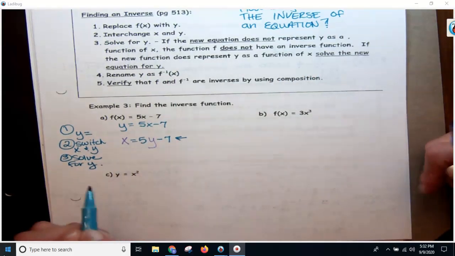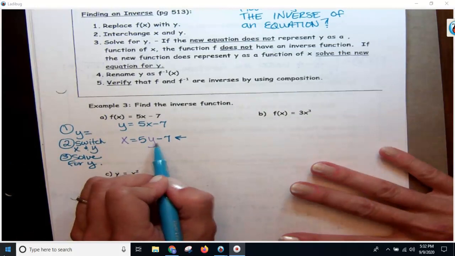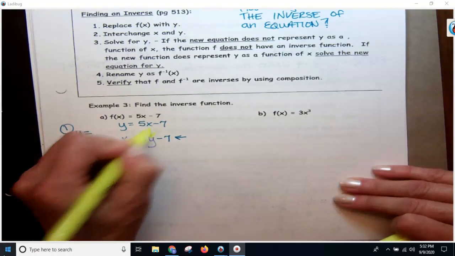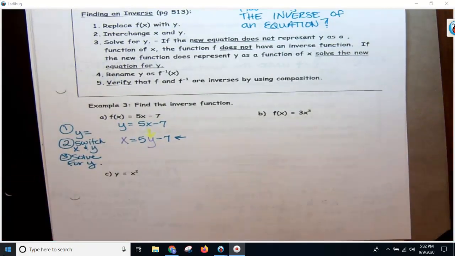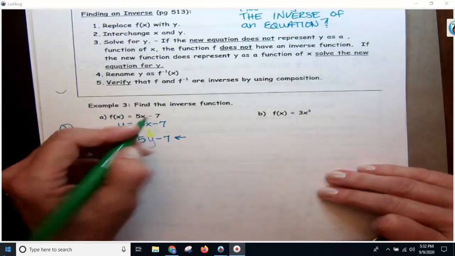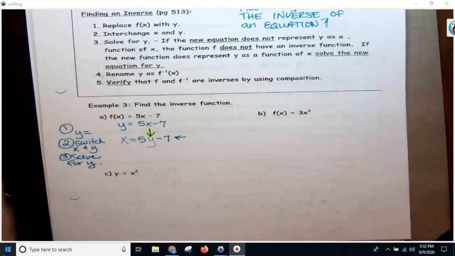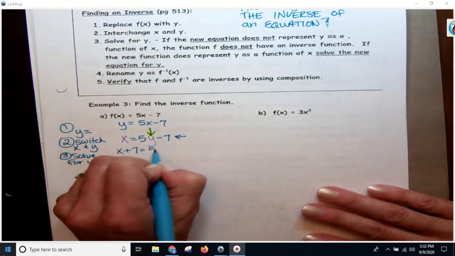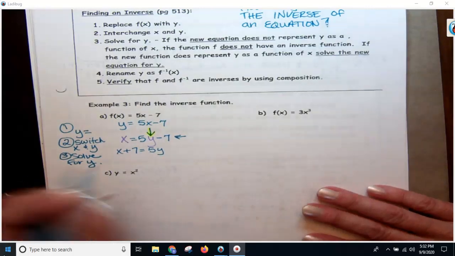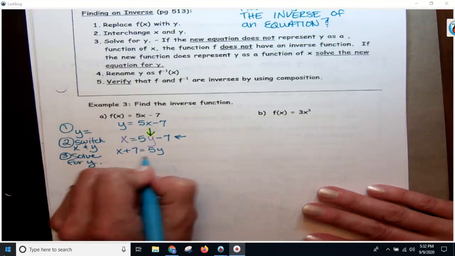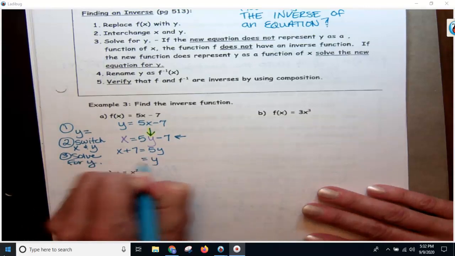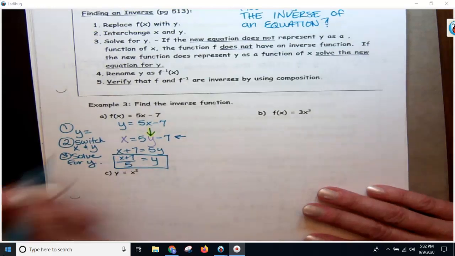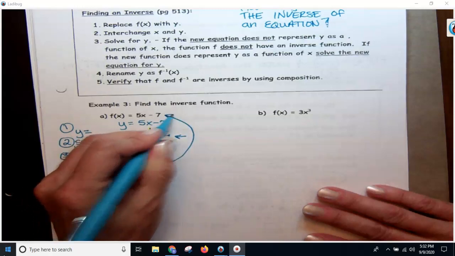But so I've got this, now I've got to solve the equation. So what's my first step? Well, I want to get this y by itself. I want to isolate the y. So I'm going to do my inverse operations. And so the first thing I'm going to do is add 7 to both sides, right? So I'm going to get x plus 7 equals 5y. Then in order to get y by itself, I would divide both sides by 5, and I would get y equals x plus 7 divided by 5. And that is my inverse.